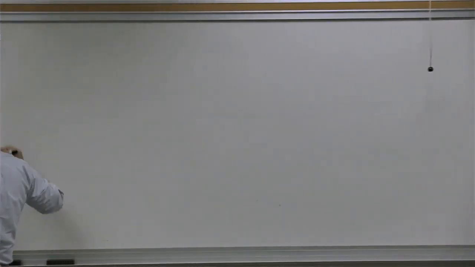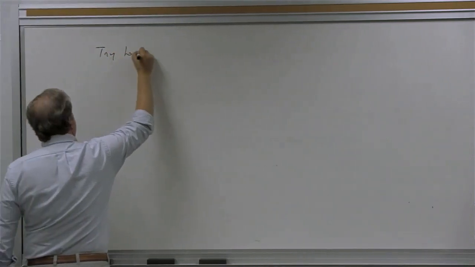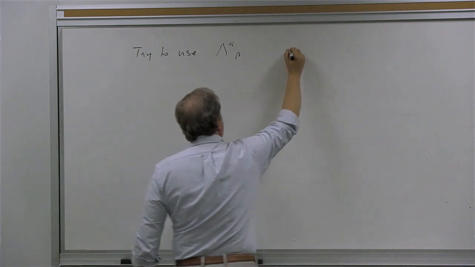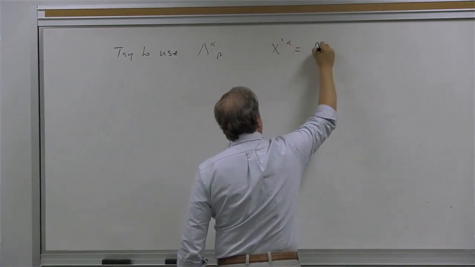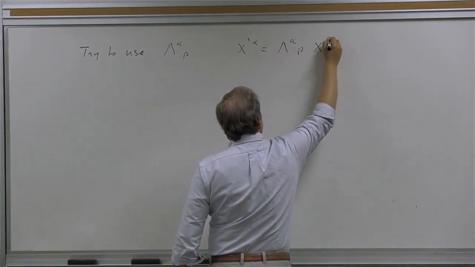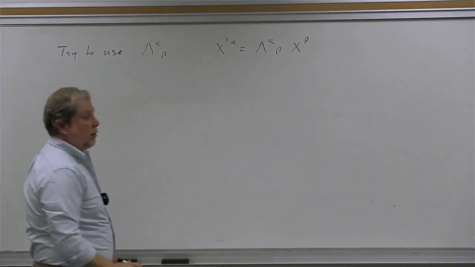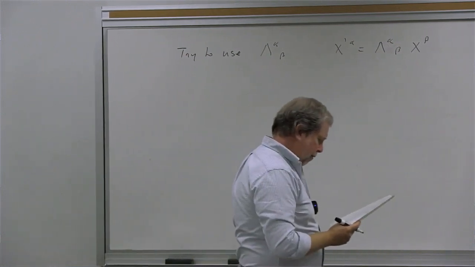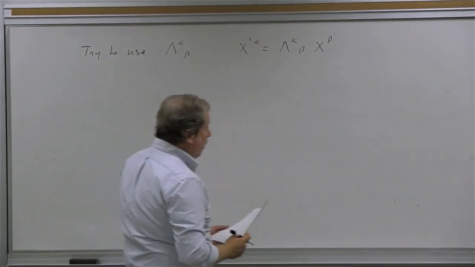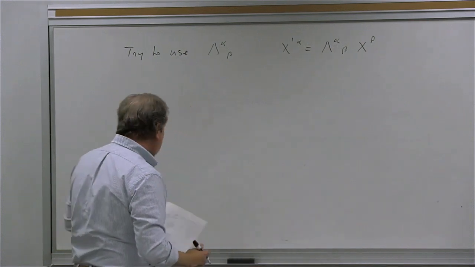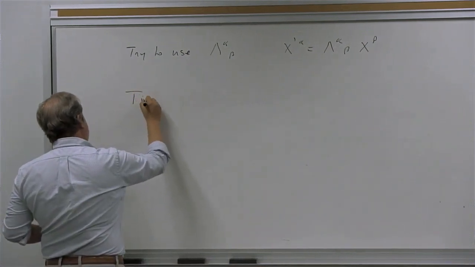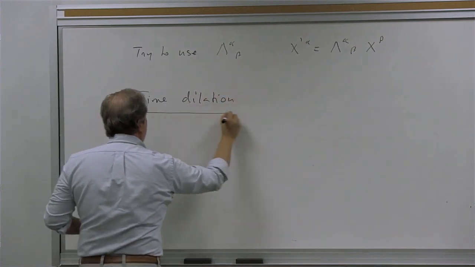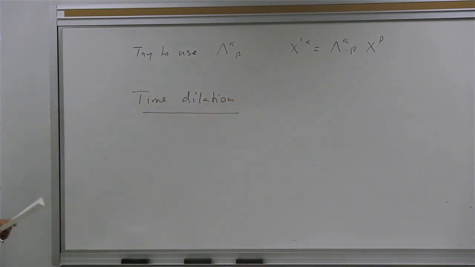So let's use this lambda alpha beta, right? So we have that x prime alpha is equal to lambda alpha beta x beta, right? Which is nice shorthand, and we know what the lambda matrix looks like because we have said everything that there is to say about it. And so the next thing we can discuss is time dilation in this new language, right?